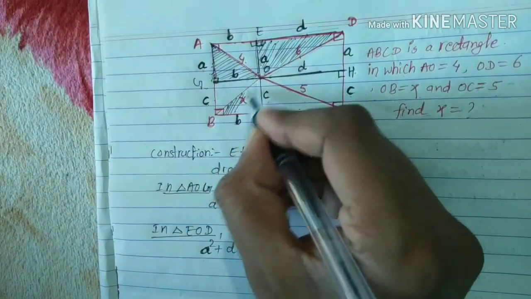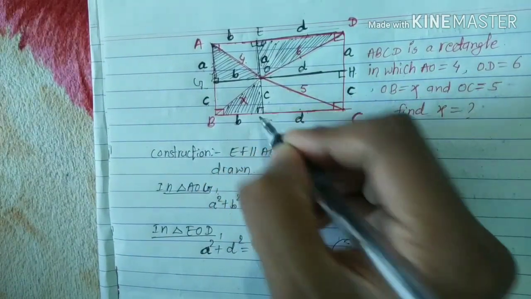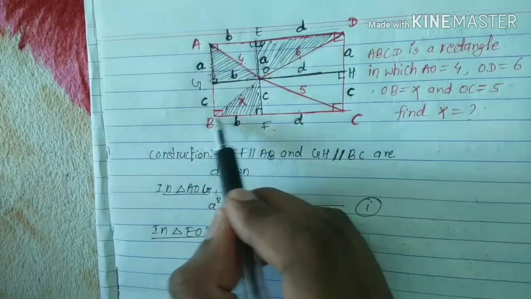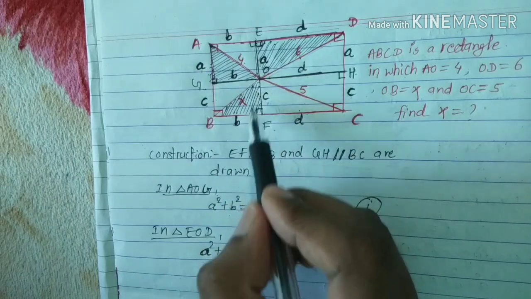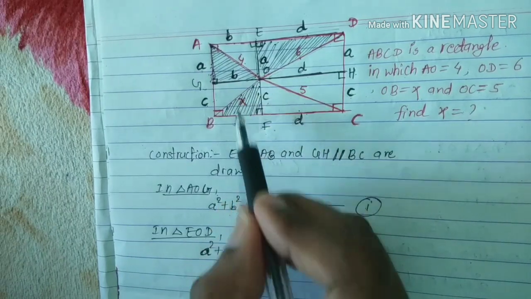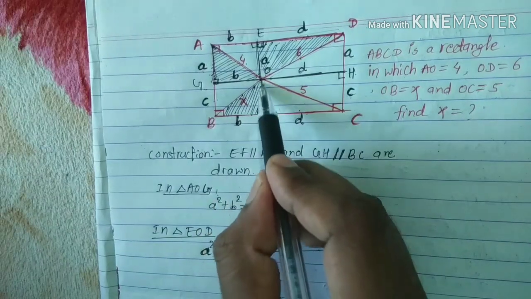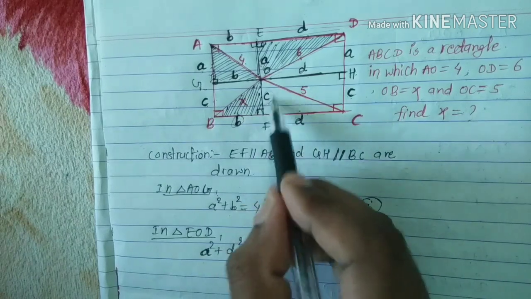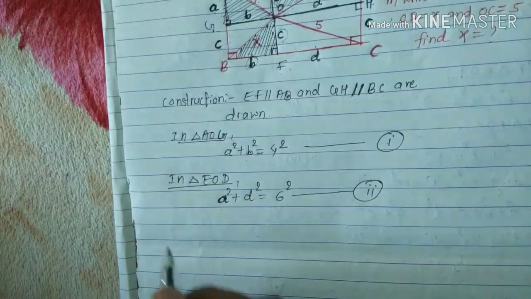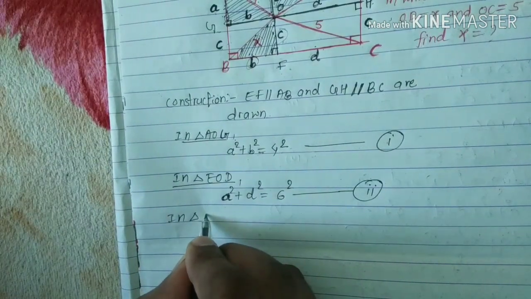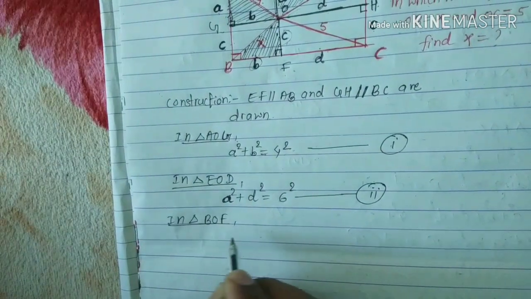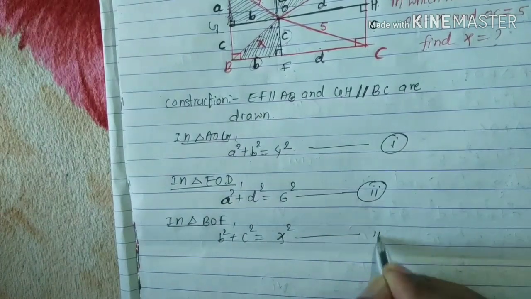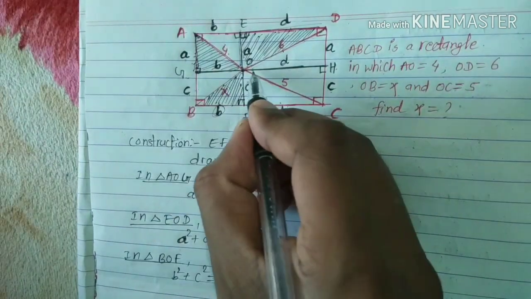Again we can take the next triangle, BOF, as you can see in the figure. This BOF is a right angle triangle. Its hypotenuse is x, its base is b, and its perpendicular is c. Again, by using the Pythagoras theorem, b squared plus c squared is equal to x squared. This is in triangle BOF, and this is our third equation. Again I'm going to take this triangle.